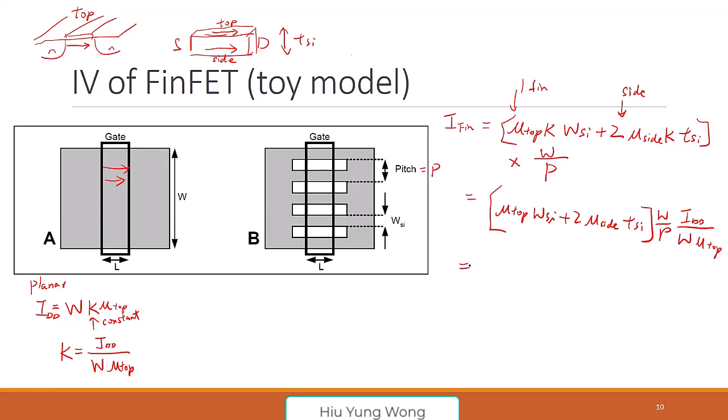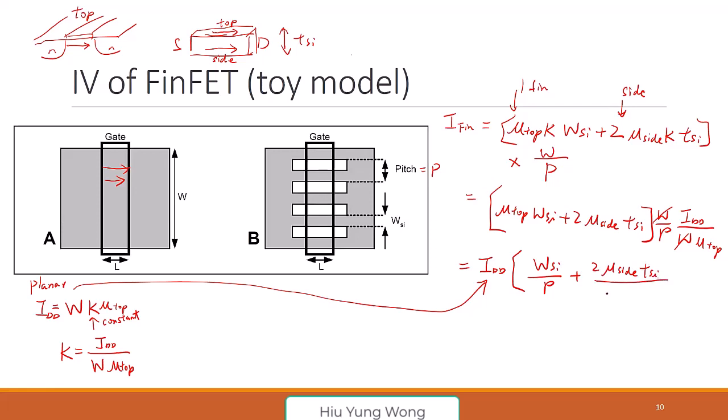So this is just math. And then now I take out the ID here, right? Because I want to compare this to planar. How much increase in current do I have? Okay, and I multiply everything inside, right? So first this W got canceled. I have 2W, and then the P goes in. First, the mu top got canceled, it is WSI divided by P, and then plus 2 mu psi TSI divided by P times mu top.